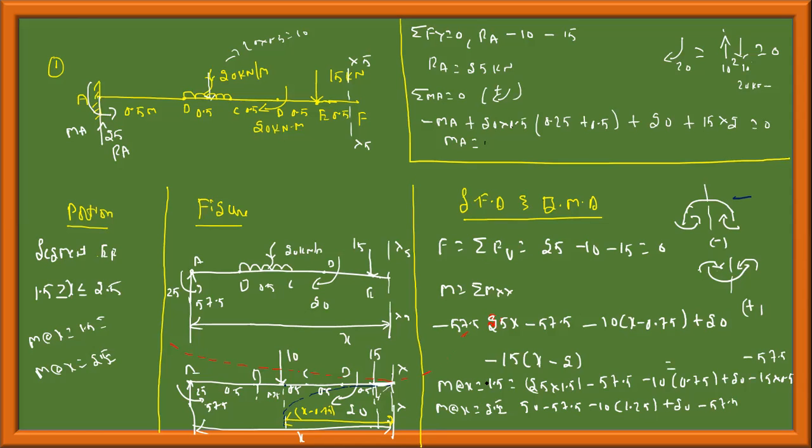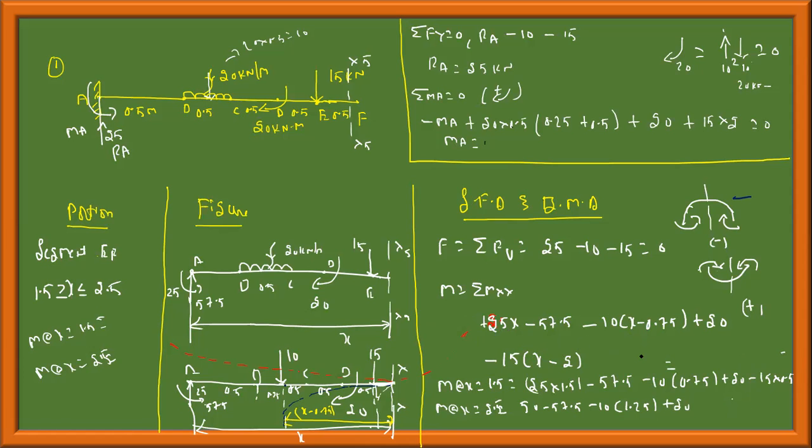Kindly check it. Minus 57.5 plus 25x minus 50. Sorry, give me a moment. 25x minus 10 into x minus 0.75 plus 20 minus 15 into x minus 2. See, you have gone wrong somewhere. Kindly check it. What I have written was correct.